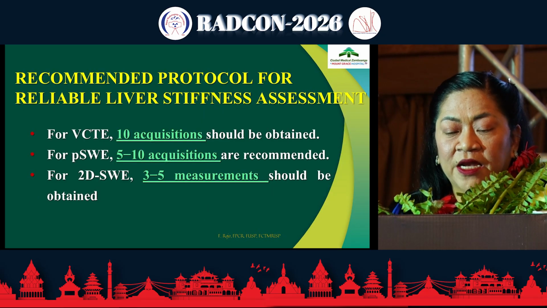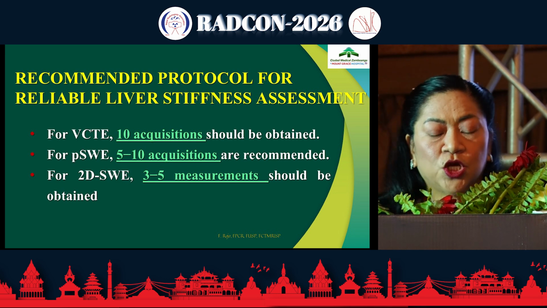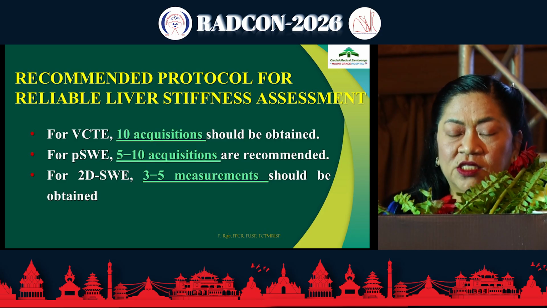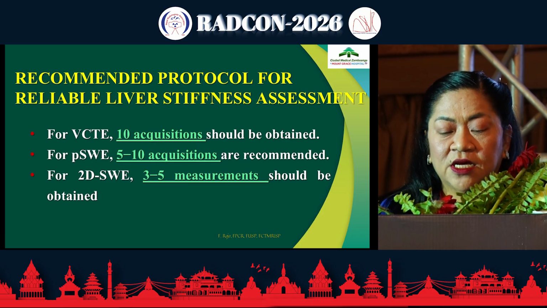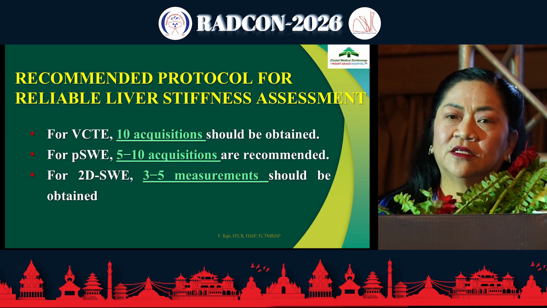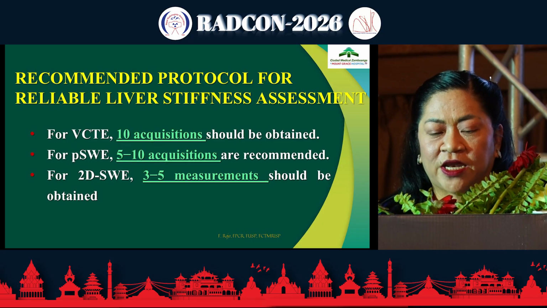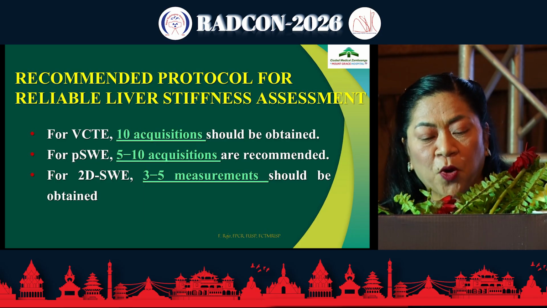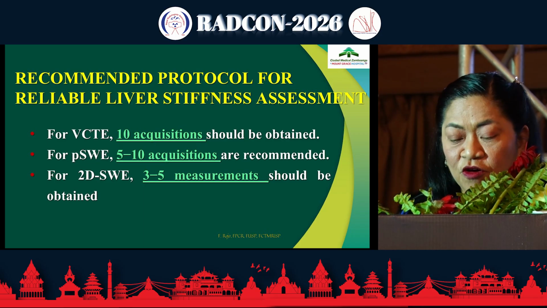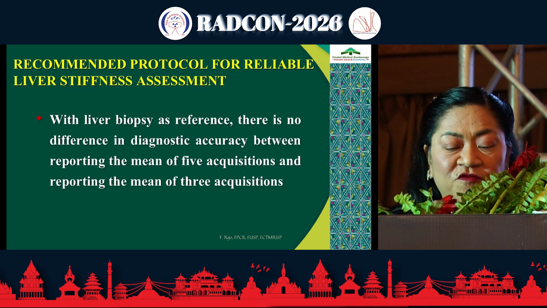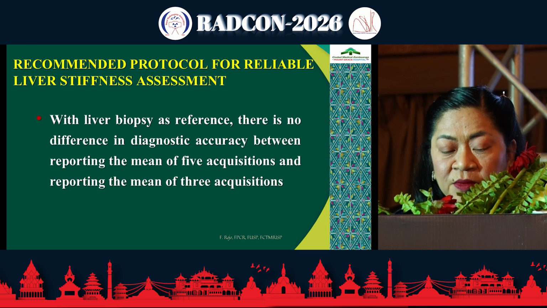Now, when we do the liver stiffness, for FibroScan you get 10 acquisitions. For point shear wave, you also get around 10 acquisitions. And for 2D shear wave, you get about 5. They say you can get lower numbers, but that's if you're good already. If you're not yet so good, start with 10 measurements for point shear wave and 5 measurements for 2D shear wave. And the important numbers are the median value and the IQR median.